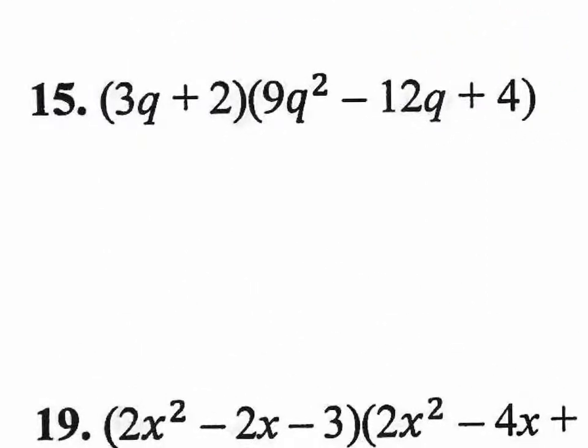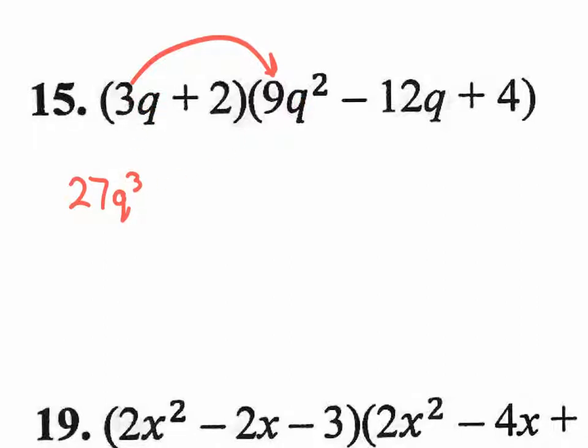On number 15, we're going to be distributing, okay, again, we have a binomial times a trinomial. We could even be more specific, say we have a linear binomial times a quadratic trinomial. It's really just all distribution, and we're going to be distributing one term at a time. In this case, I want to distribute the 3q first. So I go 3q times 9q squared. Coefficient 3 times coefficient 9, what do I get? 27. 27 what? Q to the third, because q times q squared, right? Q times q squared is q to the third.